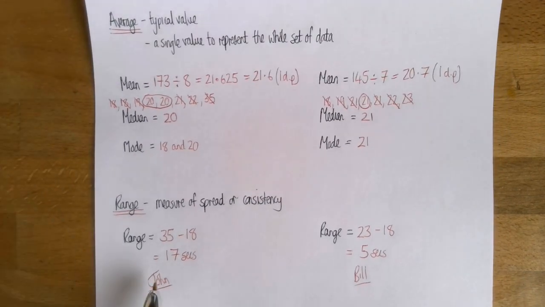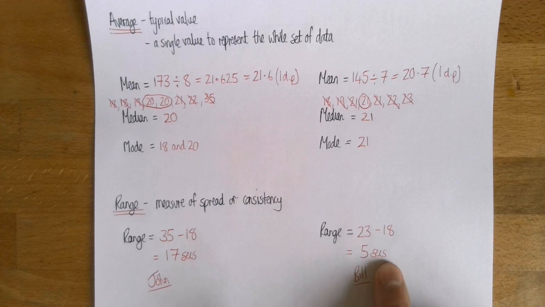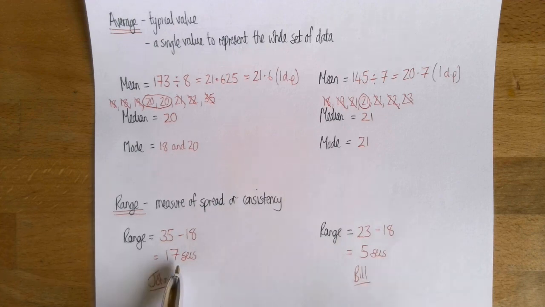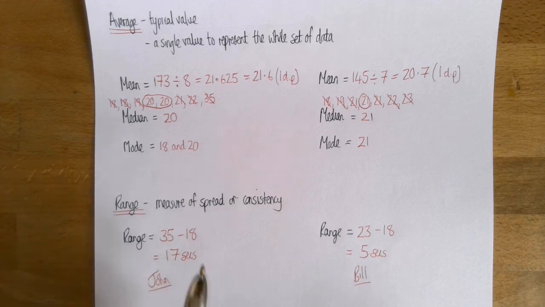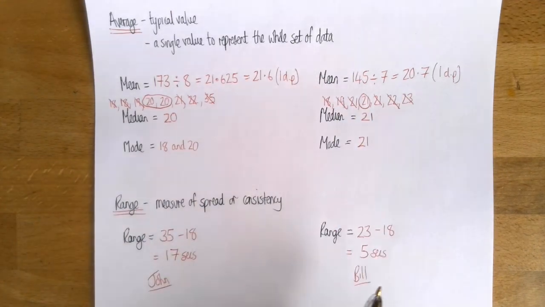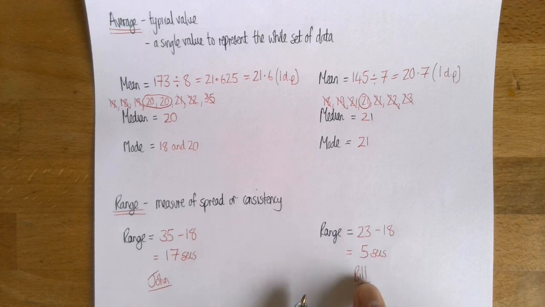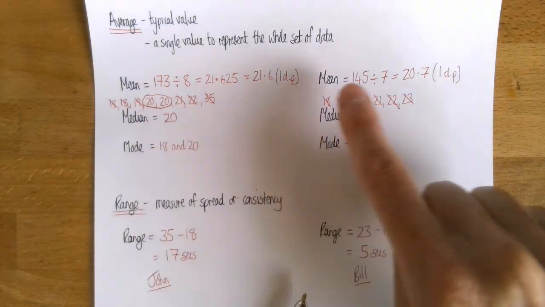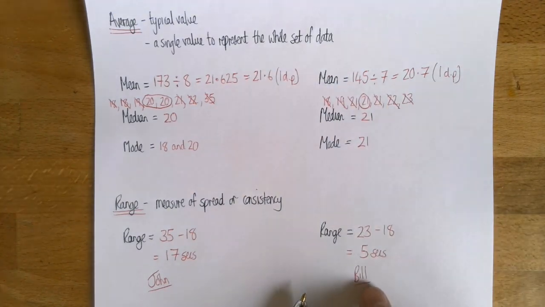So John has a range of 17, Bill has a range of 5, so I can say Bill is more consistent. John is inconsistent. His times are more spread out. So who's the better runner? Well, the mean suggests that Bill is the better runner. The median suggests that John is the better runner, but Bill is more consistent. So I'm going to go with Bill because the averages were inconclusive, but the range suggests that he is more consistent.